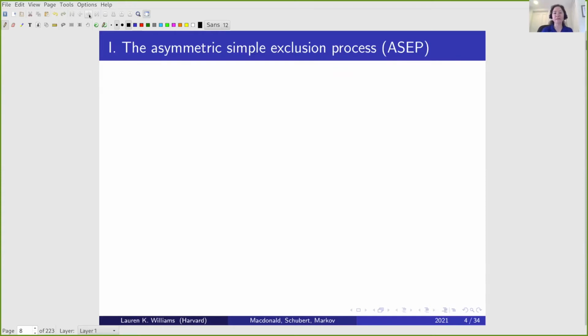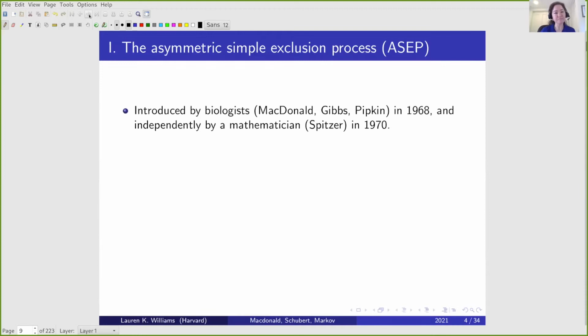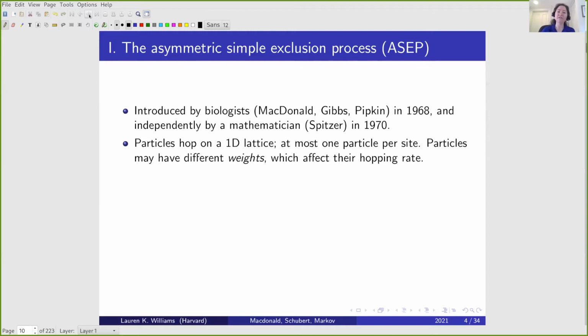Okay, so let me start by defining the asymmetric simple exclusion process, or ASEP. This is a model that was actually introduced by biologists in 1968 and independently by a mathematician, Spitzer, in 1970. And in this model, you have particles hopping on a one-dimensional lattice. There's at most one particle per site. That's the word exclusion in the title. And particles can have different weights, which affect their hopping rates.